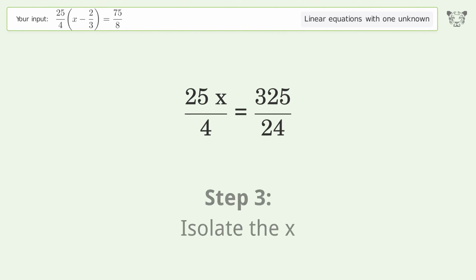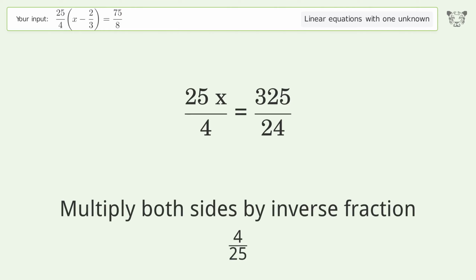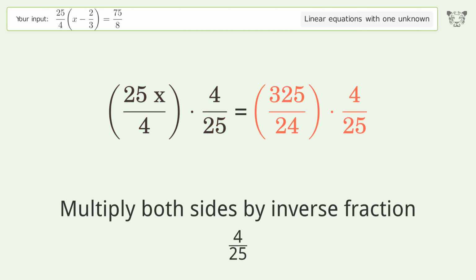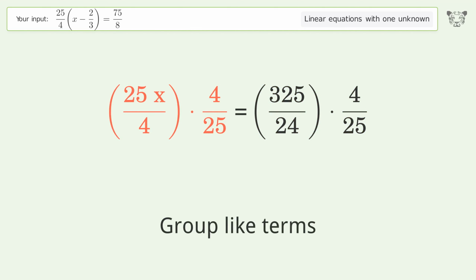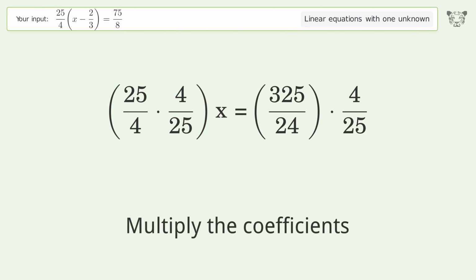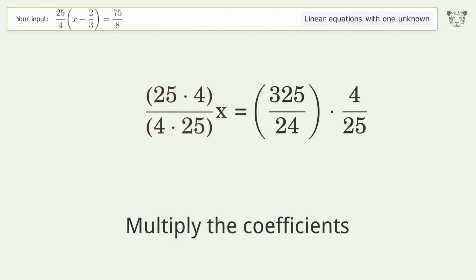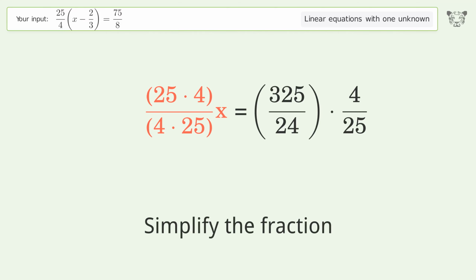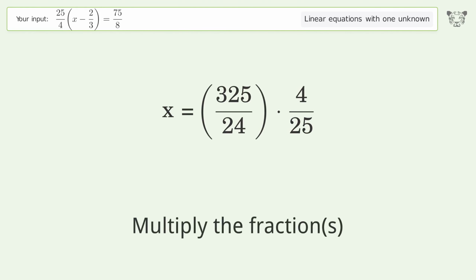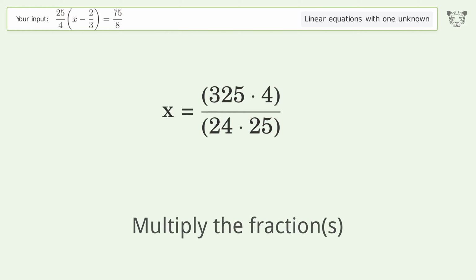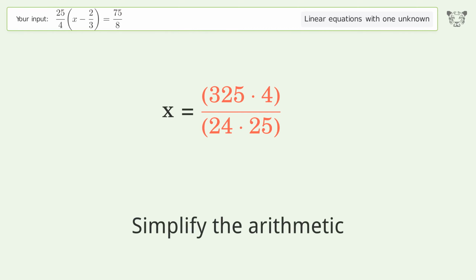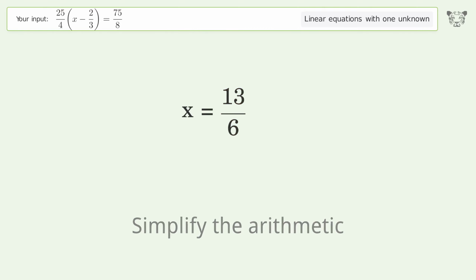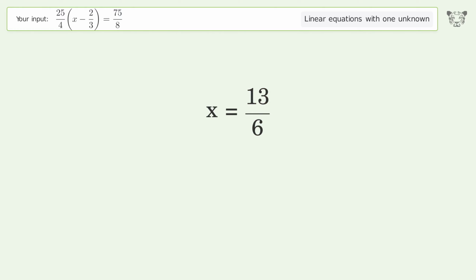Isolate the x. Multiply both sides by inverse fraction 4 over 25. Group like terms. Multiply the coefficients. Simplify the fraction. Multiply the fractions. Simplify the arithmetic. And so the final result is x equals 13 over 6.